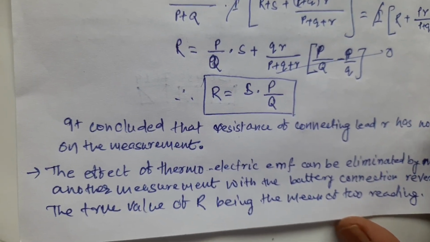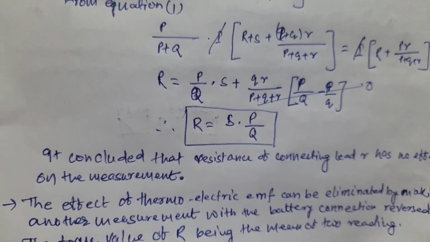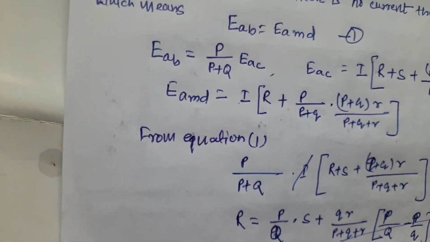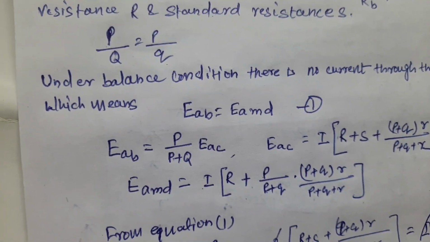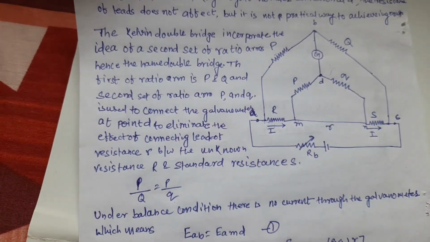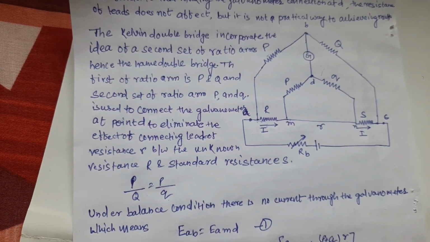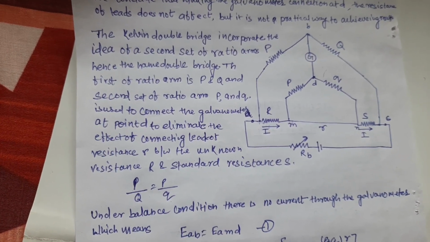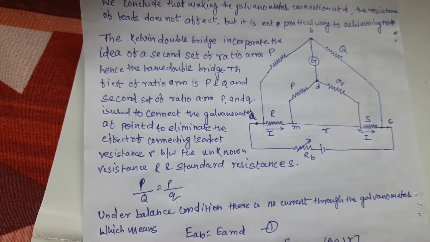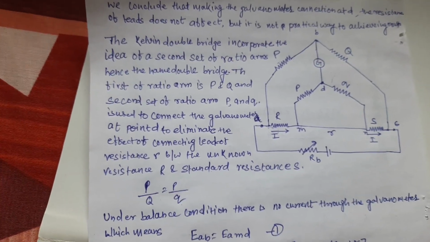The true value of R is the mean of two readings. So this is the explanation of the Kelvin double bridge. Using derivation, we have to find how we can eliminate the effect of connecting wire resistance R, and how the circuit becomes more accurate as compared with measuring using the Wheatstone bridge. So this method is more appropriate as compared with the other two methods.